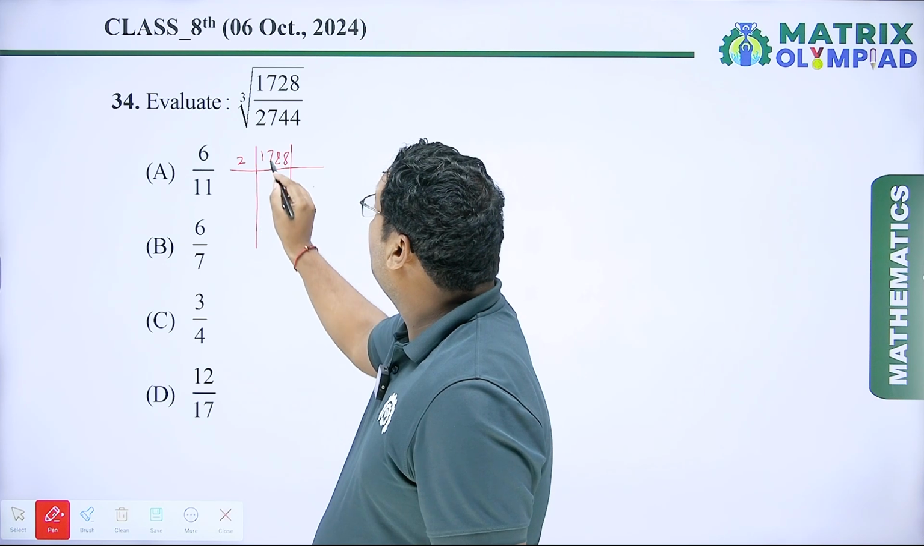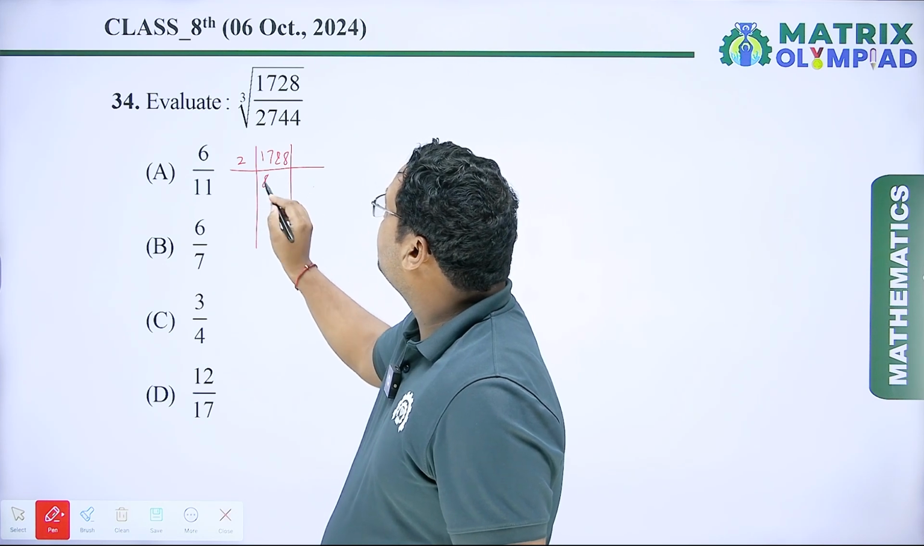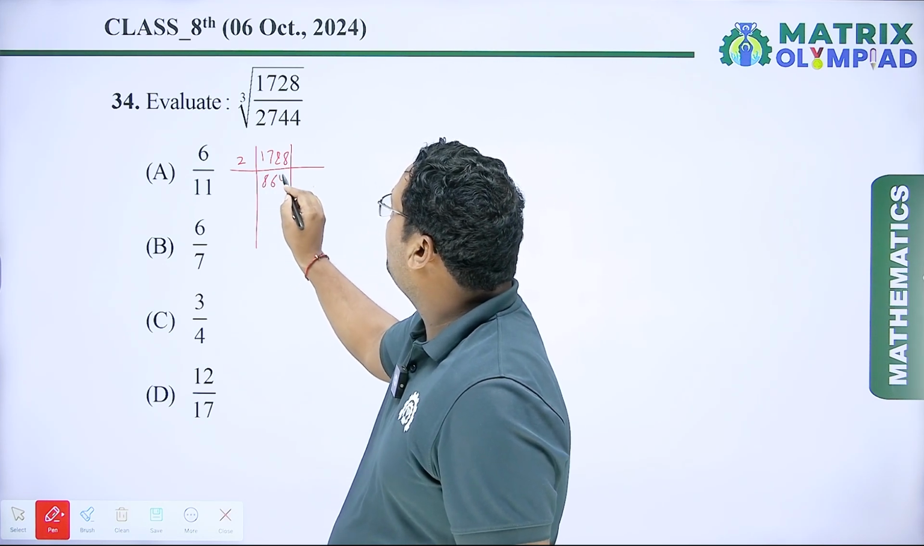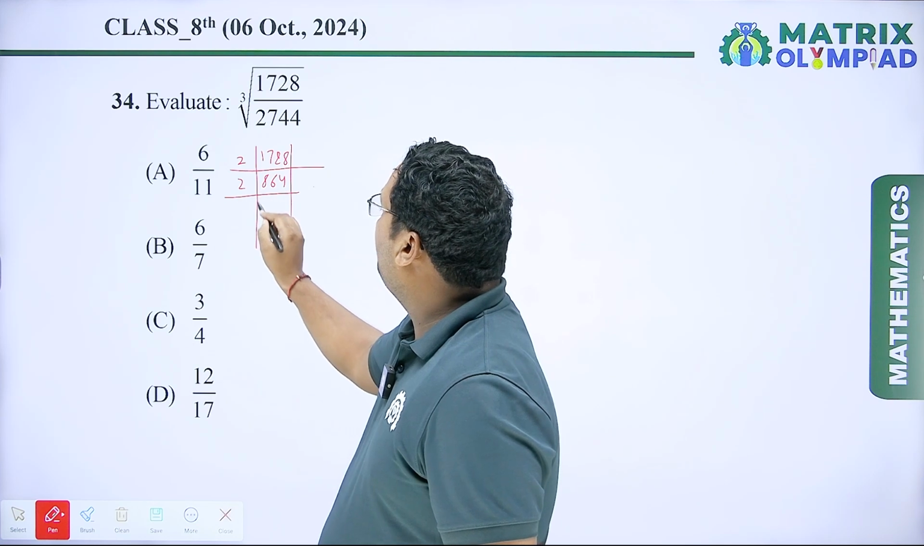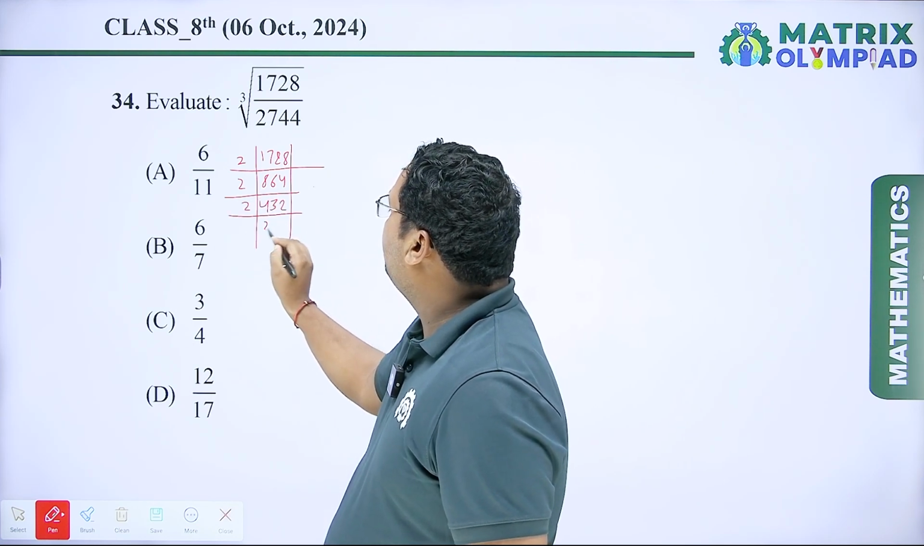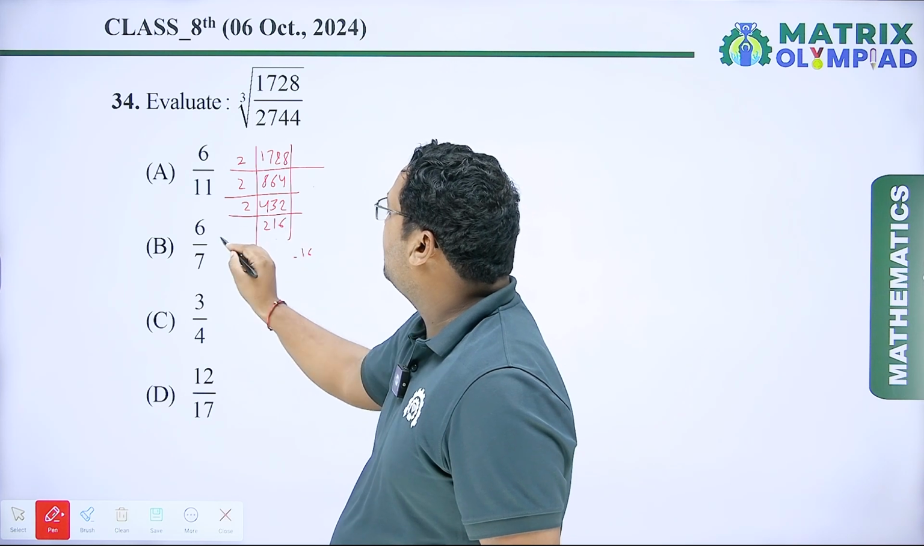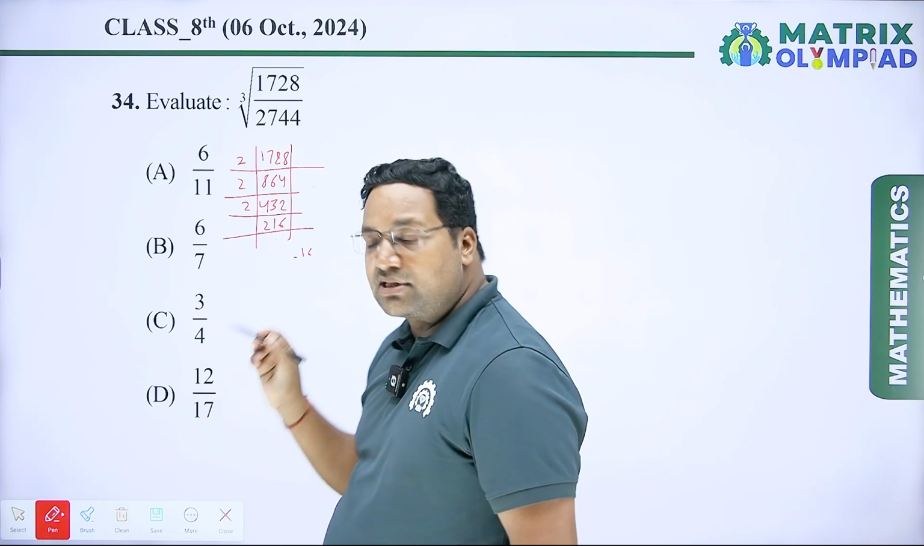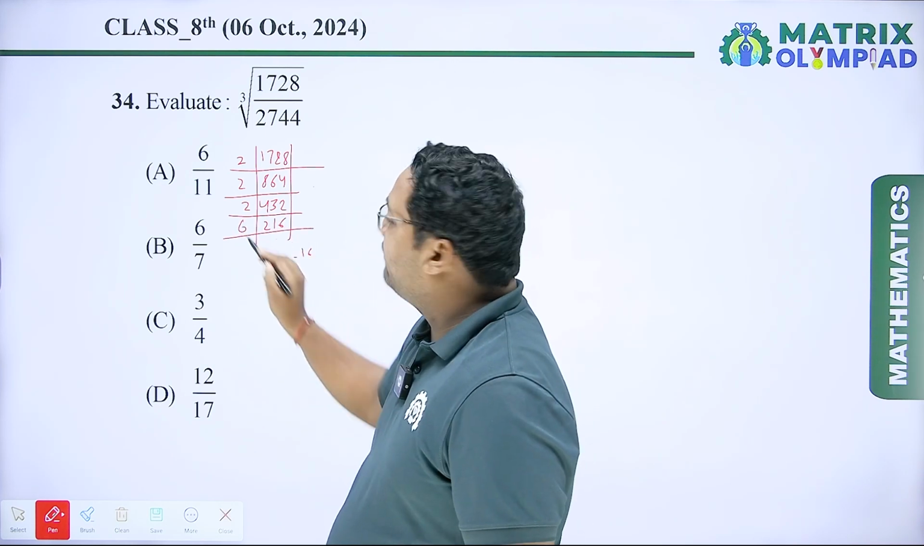So 2 8s are 16, 2 6s are 12, 2 4s are 8, 2 4s are 8, 2 3s are 6, 2 2s are 4, 2 2s are 4, 2 1s are 2, 2 6s are 12, and 216 is the cube of 6. So we have to divide by 6.